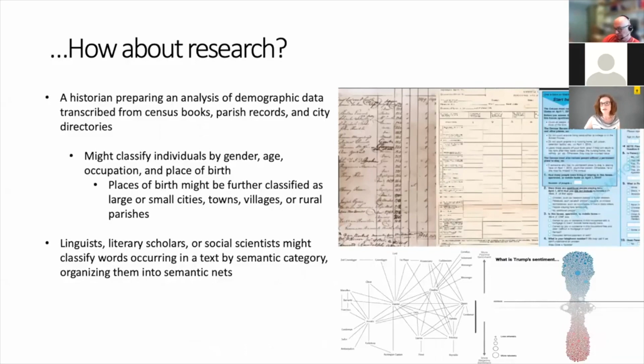Then we can also look at the archives and historians who prepare demographic data analysis transcribed from census books, parish records, and city directories, who also then classify individuals by gender, age, occupation, place of birth. Or even more common are semantic nets. So linguists, literary scholars, social scientists might classify words occurring in a text by semantic category, organizing them into semantic web nets, as we see here an example of characters from Hamlet. And the one next is sentiment analysis from one of the many Trump's social media analysis reports.